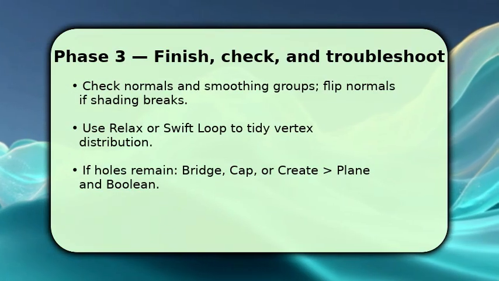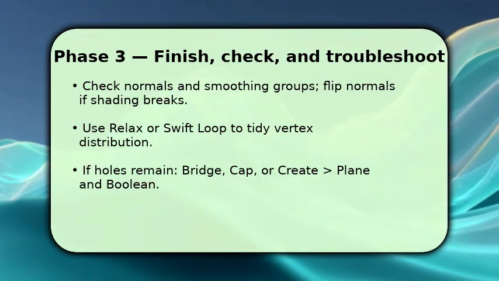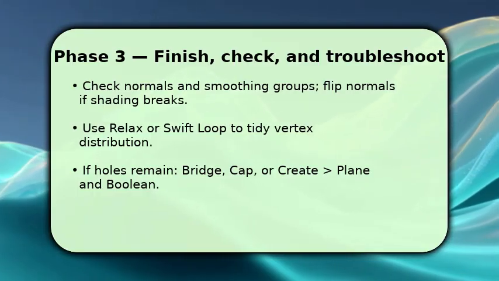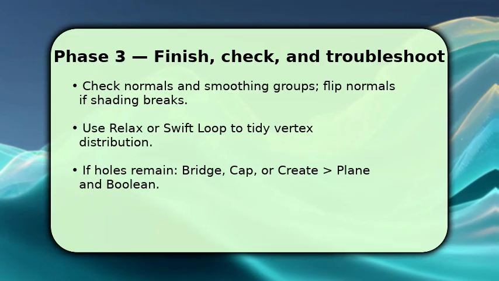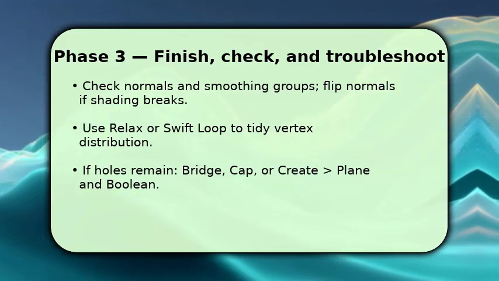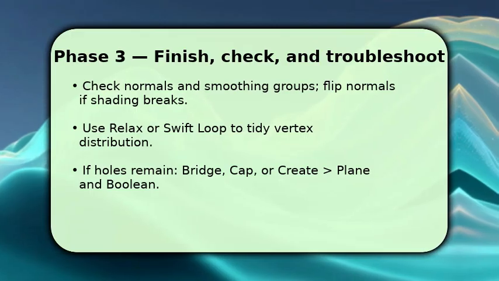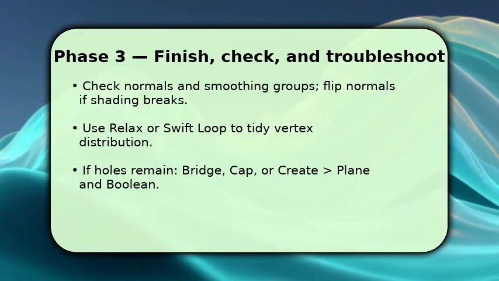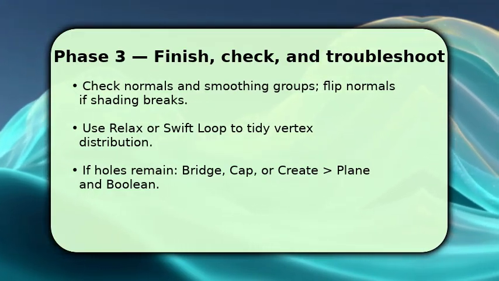You finish by checking normals and smoothing groups. If shading looks wrong, flip normals or reset smoothing to fix artifacts. Once done, relax the surrounding vertices or add a swift loop to even out flow and prevent pinching. Make sure UVs still align and run a quick render preview.